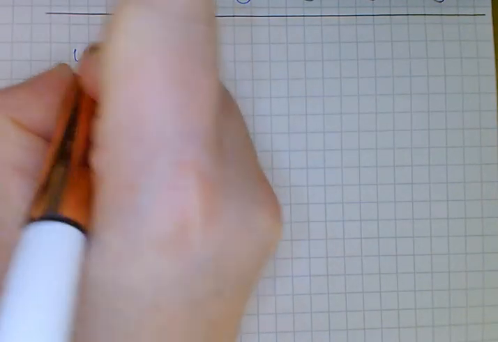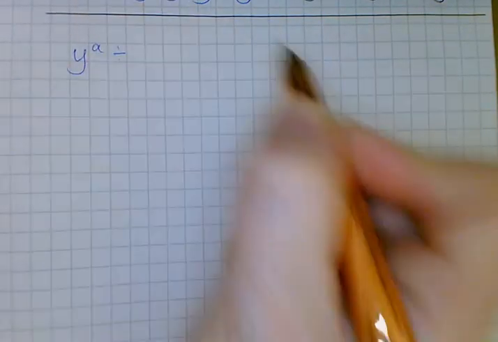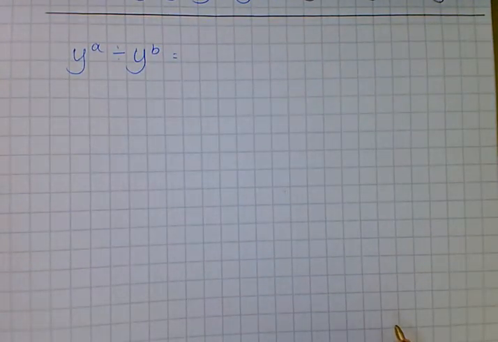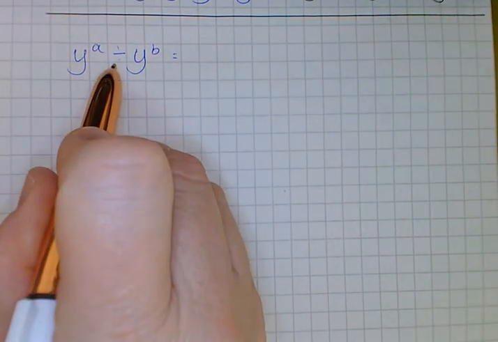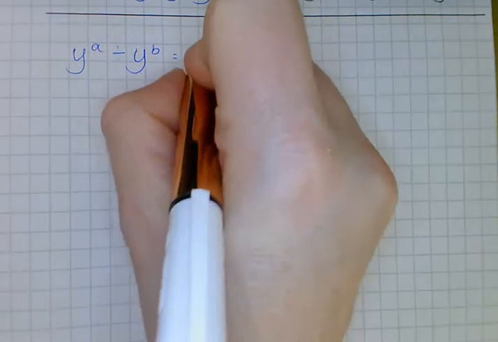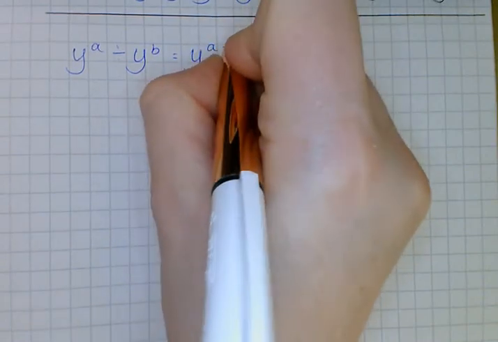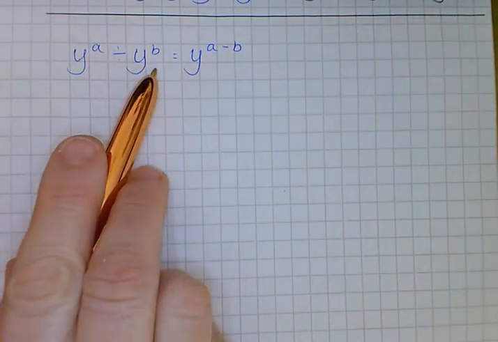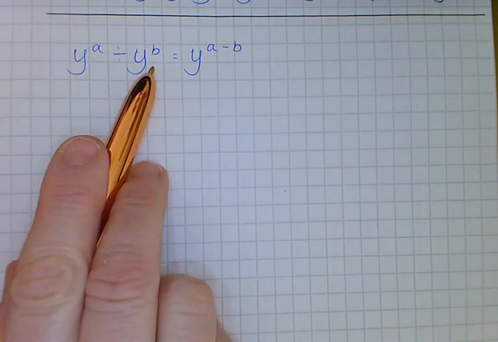So our next index law is when we are dividing. So we might have y to the power of a divided by y to the power of b. And again, you might recall here that we have to subtract the indices when we're dividing. So our answer would be y to the power of a subtract b. So you do them in the order that they appear. So it's a subtract the b.